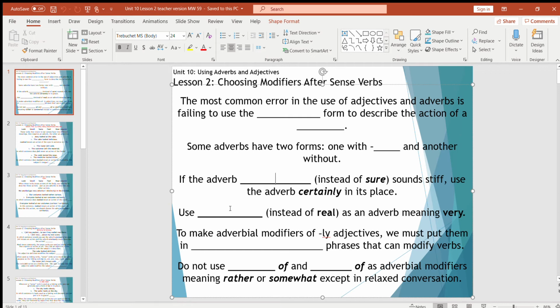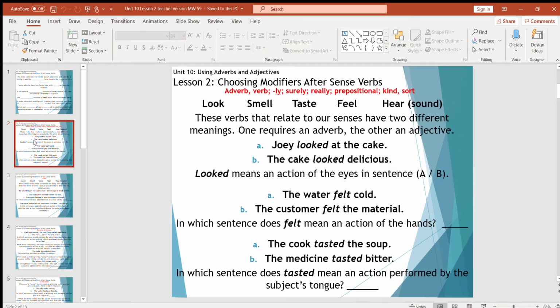And to make adverbial modifiers out of ly adjectives, we need to put them into what kind of phrases that can then modify the verbs? We sang a song about them. Prepositional phrases. And do not use kind of and sort of as adverbial modifiers, meaning rather or somewhat, except in relaxed conversation. So if you said you were somewhat tired, but informally, you'd probably be like, I'm kind of or sort of tired.